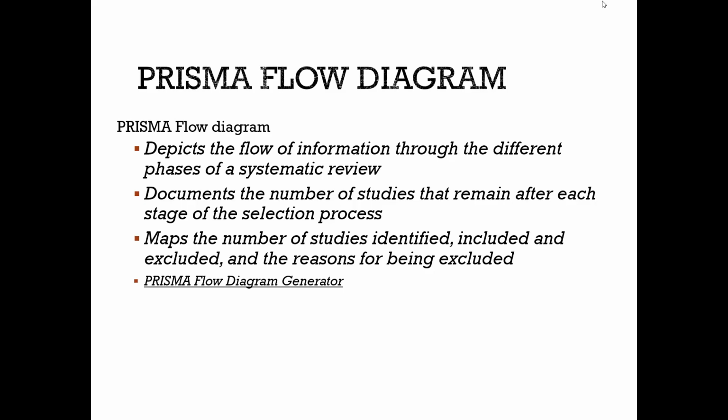The diagram documents the number of studies that remain after each stage of the selection process. Basically, in the initial stage, it was 90,000 papers. After the first step, it came back to 30,000. Then, once you put in inclusion and exclusion criteria, it came back to 10,000 papers.